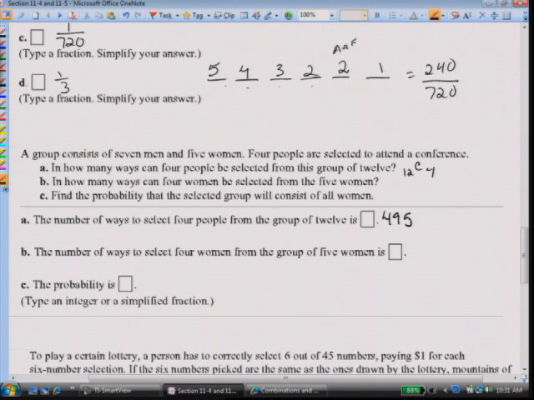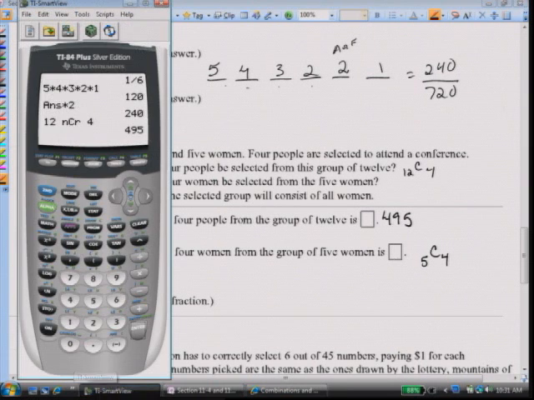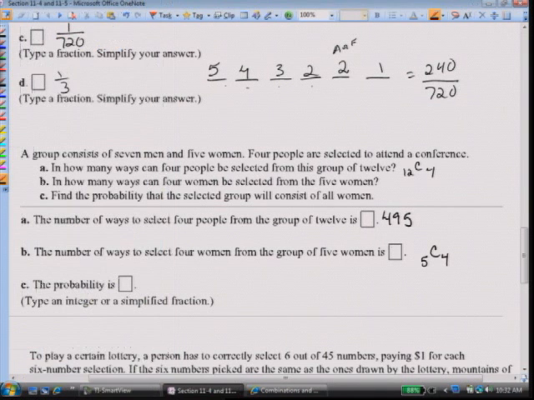Now, how many ways can you select 4 women from the group of 5 women? Well, that is 5 choose 4. That's a combination. So you can come in here, do second enter to edit this, and change your 12 to a 5. And there actually are only 5 ways that you can pick 4 women from a group of 5.